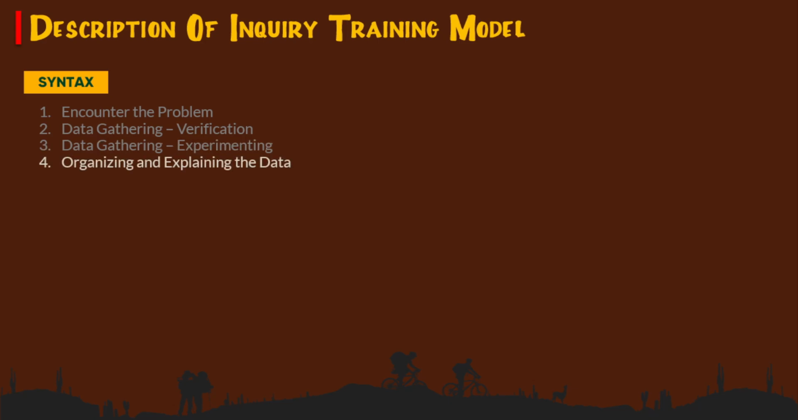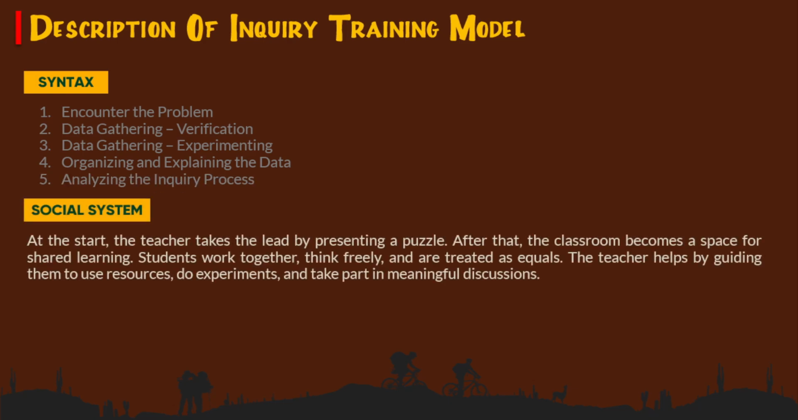Now, the structure of the inquiry training model. The first one is syntax. First, encounter the problem. Second, data gathering, verification, then experimenting, then organizing and explaining the data, and analyzing the inquiry process. In the social system, at the start, the teacher takes the lead by presenting a puzzle. After that, the classroom becomes a space for shared learning. Students work together, think freely, and are treated as equals. The teacher helps by guiding them to use resources, do experiments, and take part in meaningful discussions.